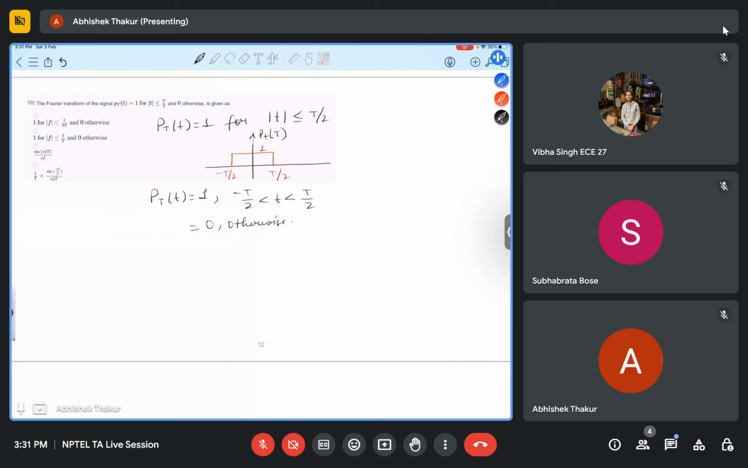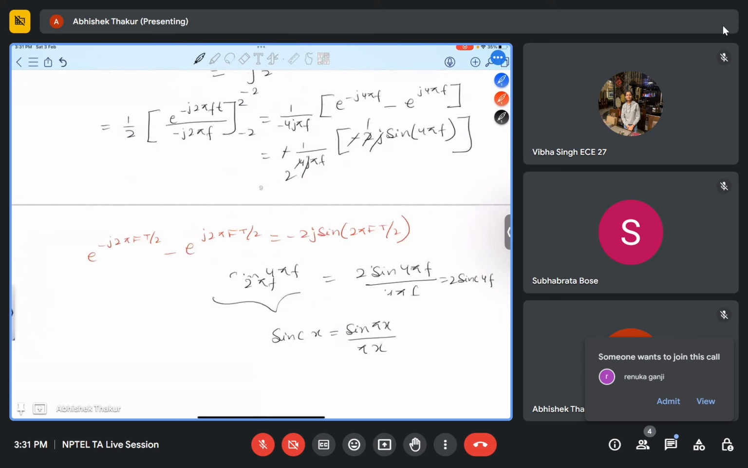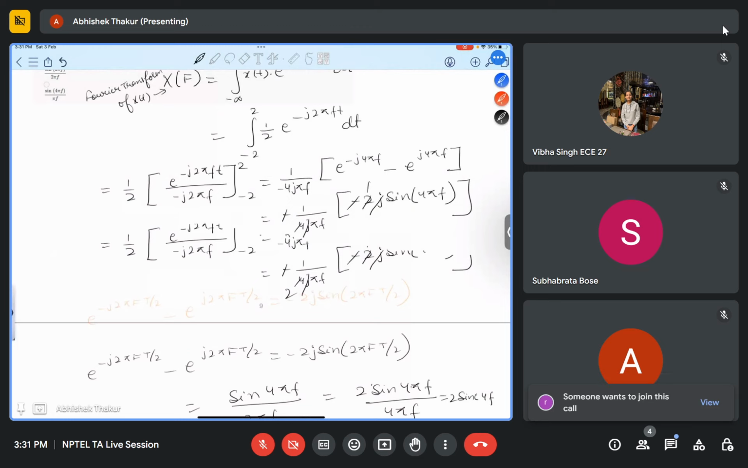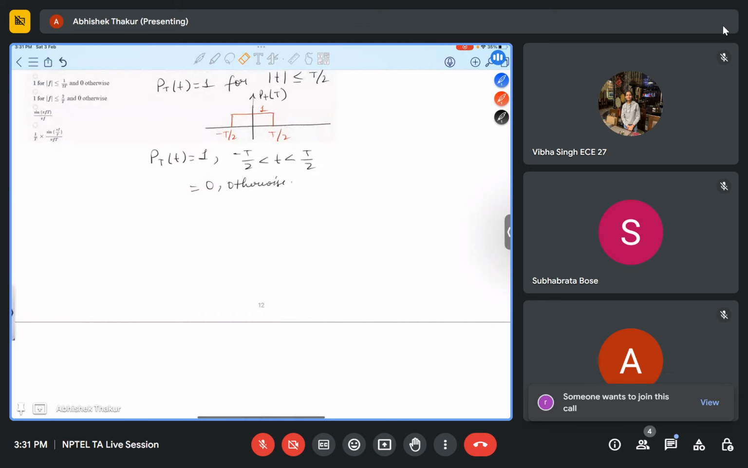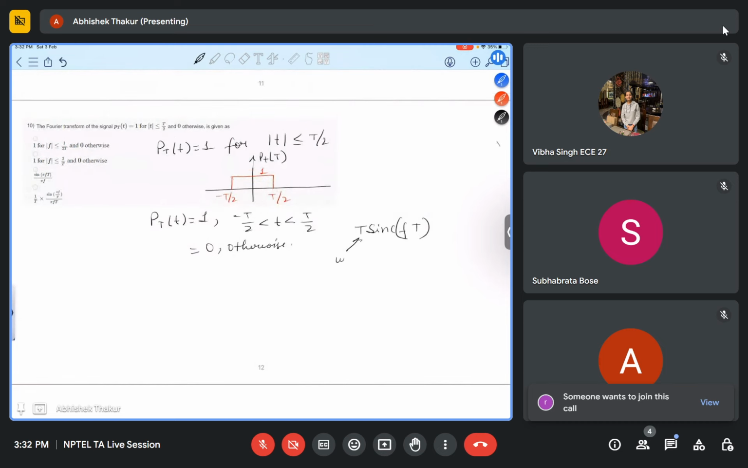So the Fourier transform we can find as we have discussed here, or we can directly write like this. The Fourier transform will be T, that is the width, into sinc of f T. So the Fourier transform of a rectangular function is width into area, and that will be inside the sinc function.